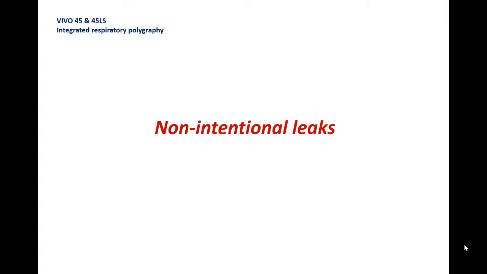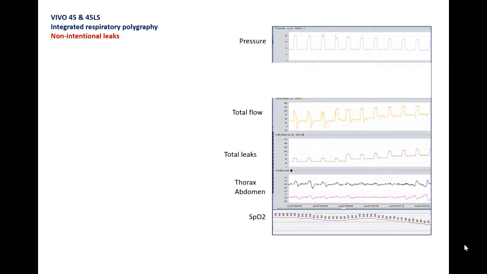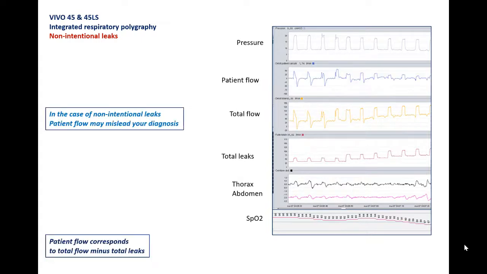What can we say about all the features of non-intentional leaks? In this case again, first, identify the oxygen desaturation. Second, recognize the respiratory event on the thoracic and abdominal belts. Third, look at flow variation. Total flow is increasing, then the event corresponds to non-intentional leaks, so this is not very difficult.